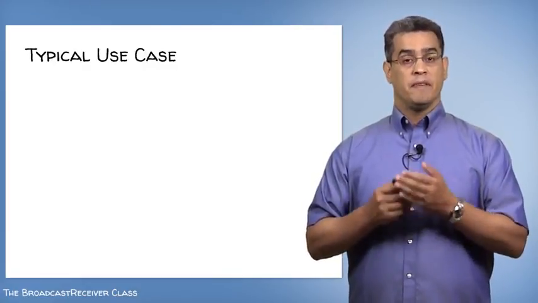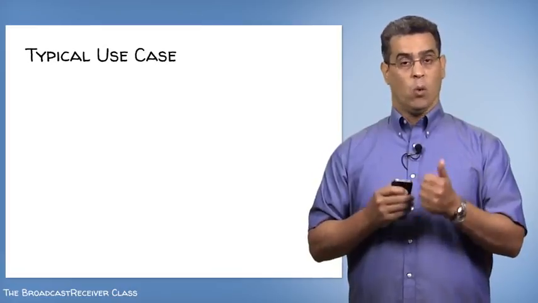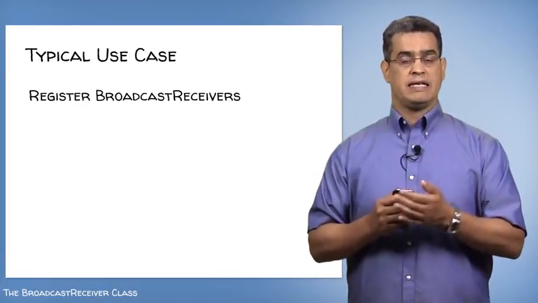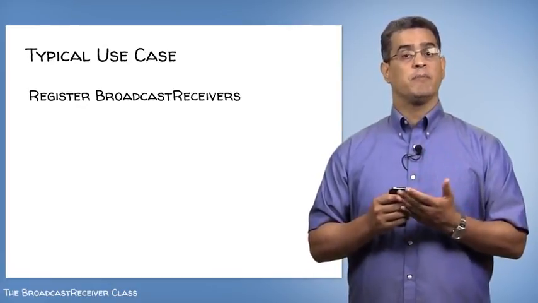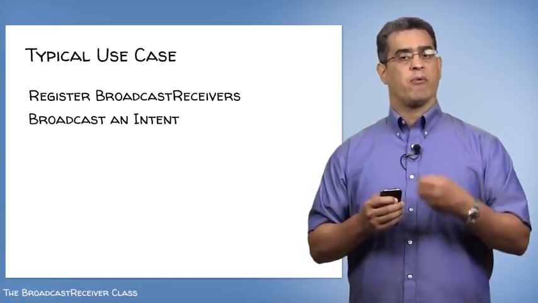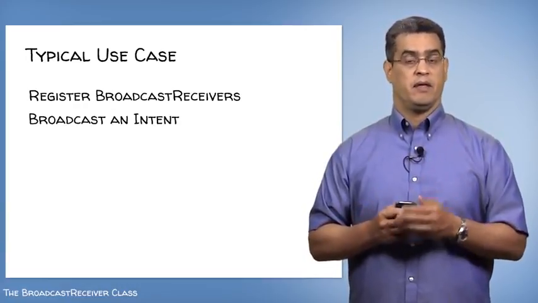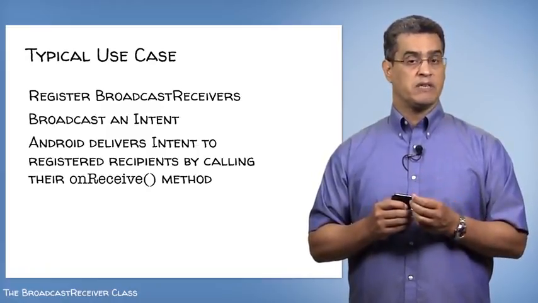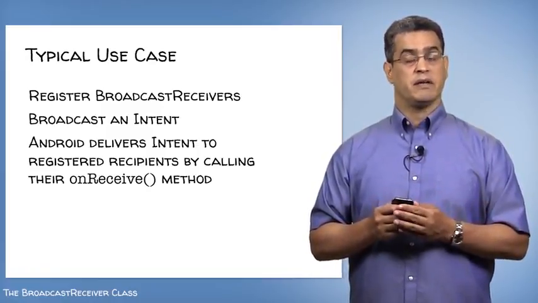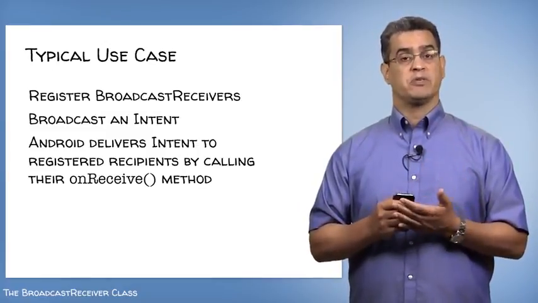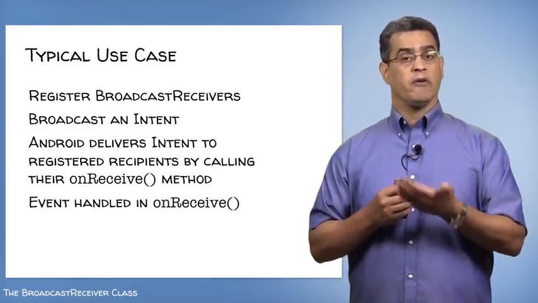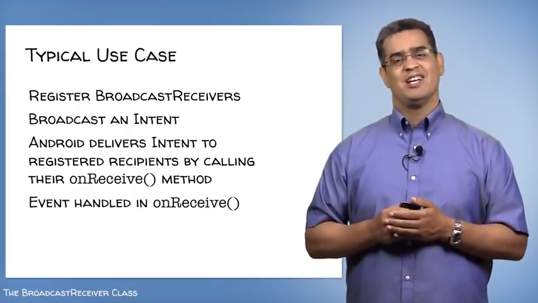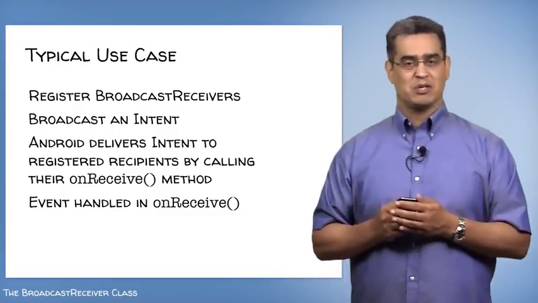So to recap, the basic workflow is 1. Broadcast receivers register to receive specific intents. 2. Some component generates an intent and then broadcasts it to the system. 3. Android delivers that intent to the broadcast receivers that registered to receive it. And 4. The broadcast receivers then get a call to their onReceive method during which they handle the incoming event. So let's talk about each of these steps one at a time.